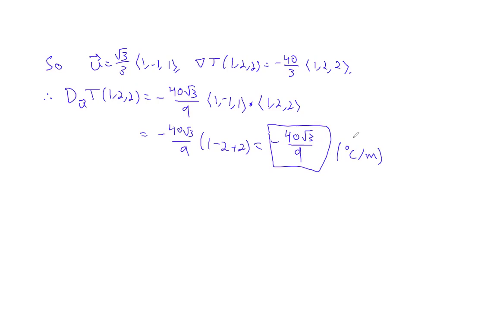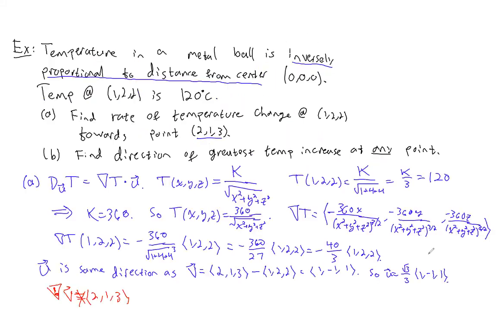So it's cooling down as we're going towards that point. Which actually makes a certain amount of sense, because the point that we're interested in is 2, 1, 3, which has a magnitude of root of 4 plus 9 plus 1, so root 14, which is further away from the origin than our previous magnitude of 3. That makes sense because if the temperature is inversely proportional to the distance from the center, the temperature is cooling down the further you get out.